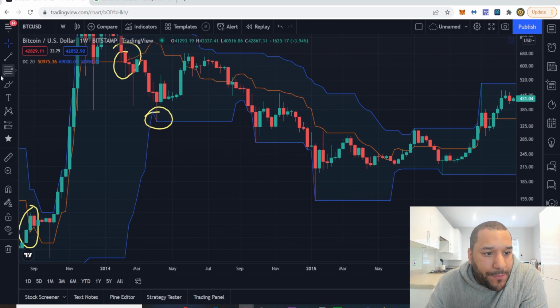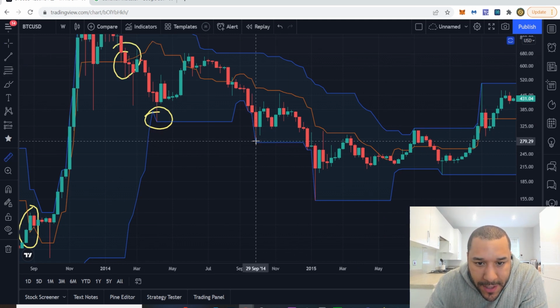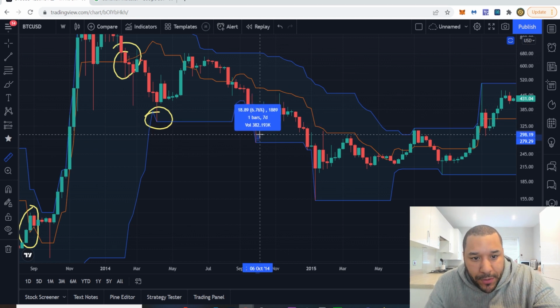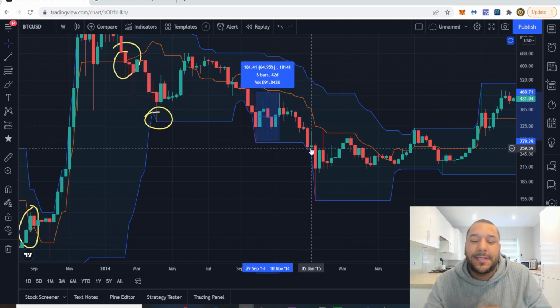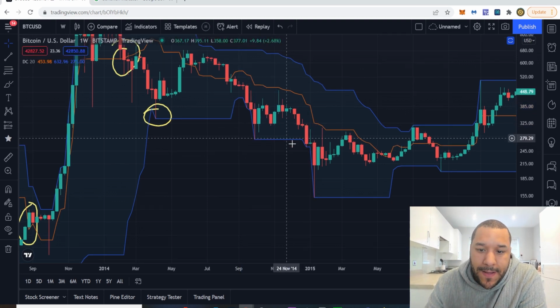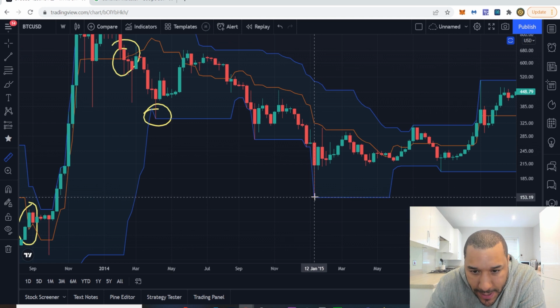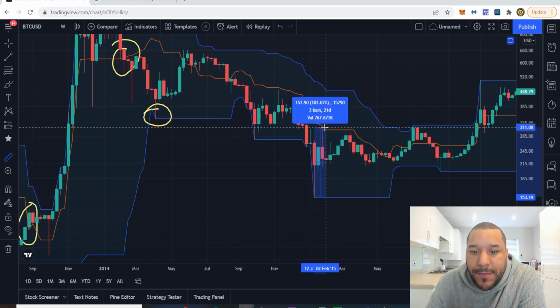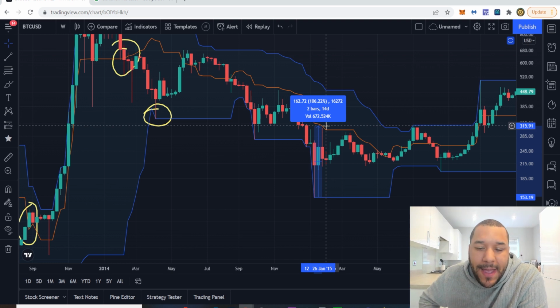Look, another fine example is here. This is all through the bear market. If you're looking for price entries in the bear market, you could have bought down here because it tapped the blue line, and then it could have come right up to the middle line. Take that 64% profit like a boss. Same down here. Look at this. You could have waited for it to tap the blue line, rode it right up to the middle line, and taken that 105-106% profit like a boss.